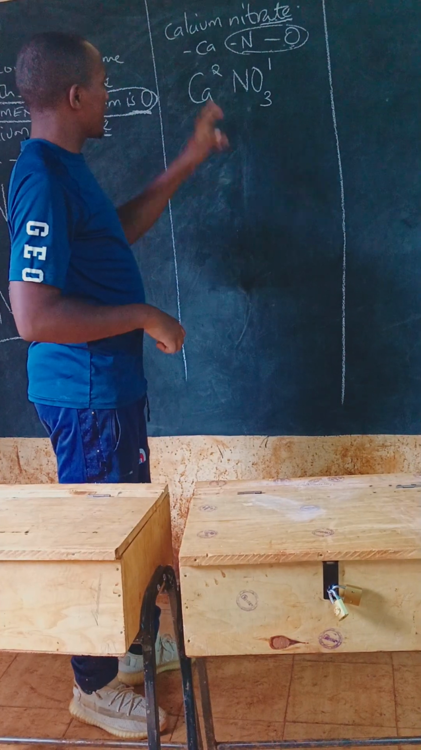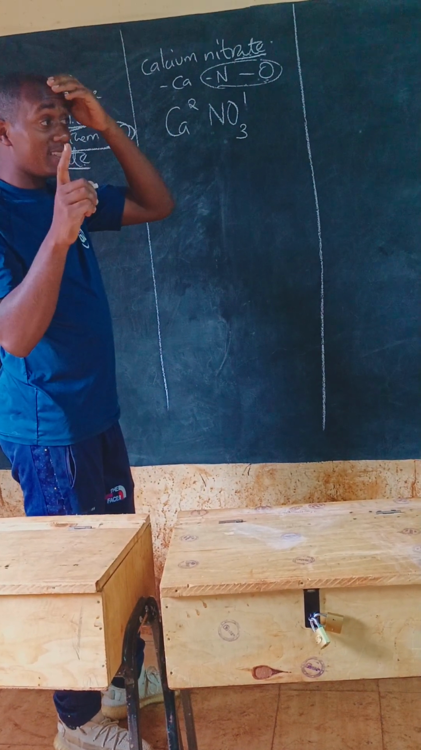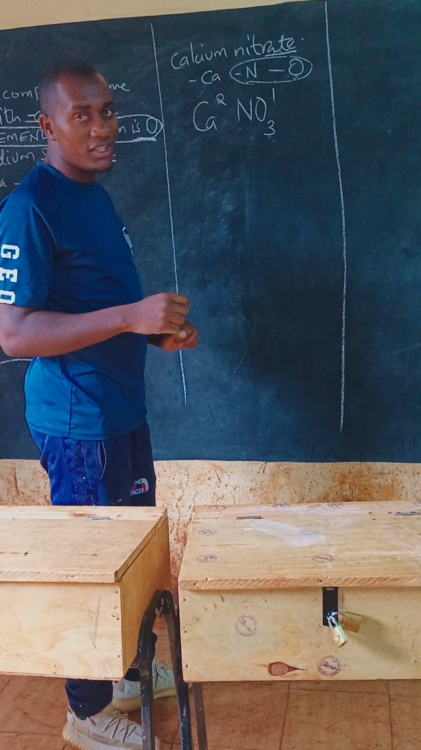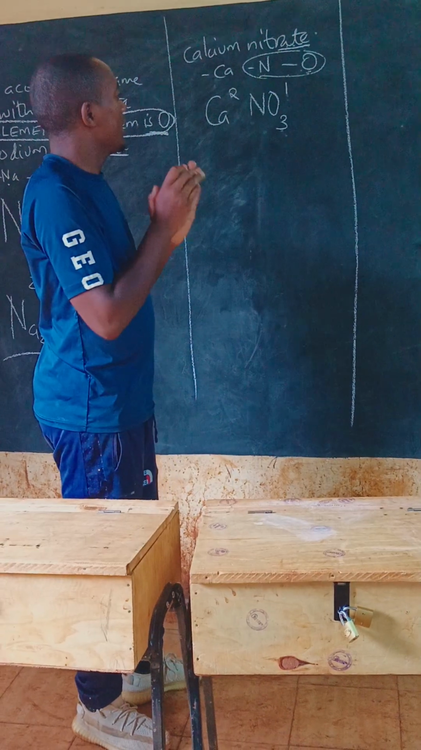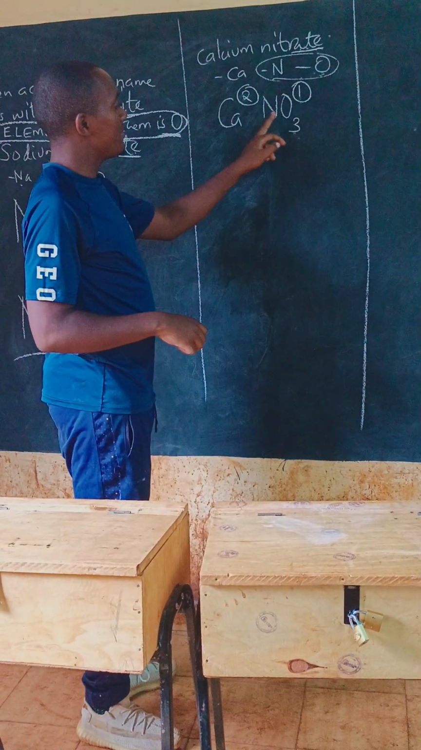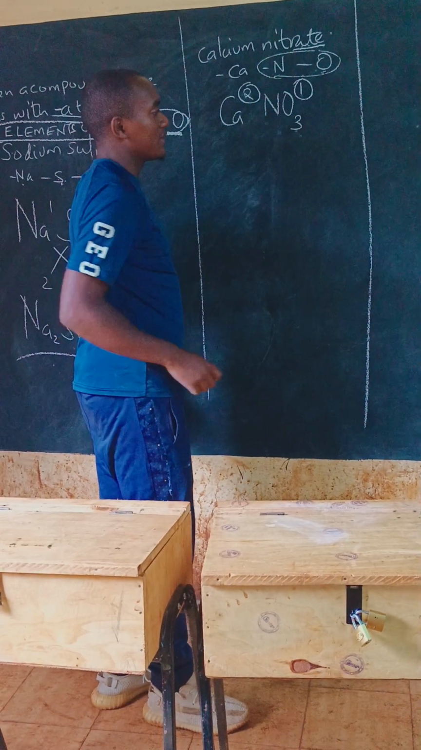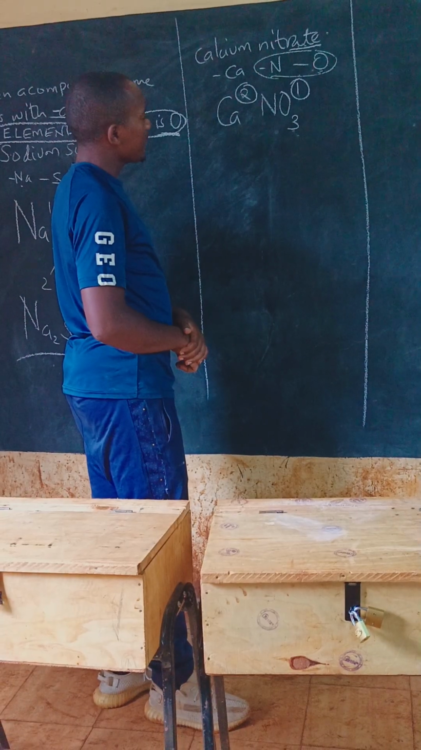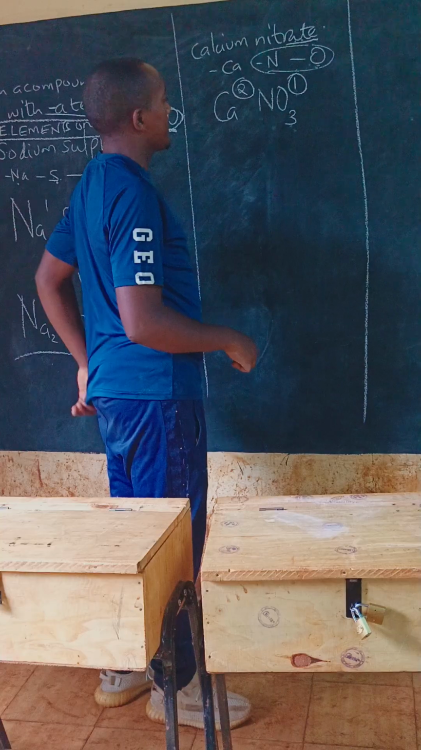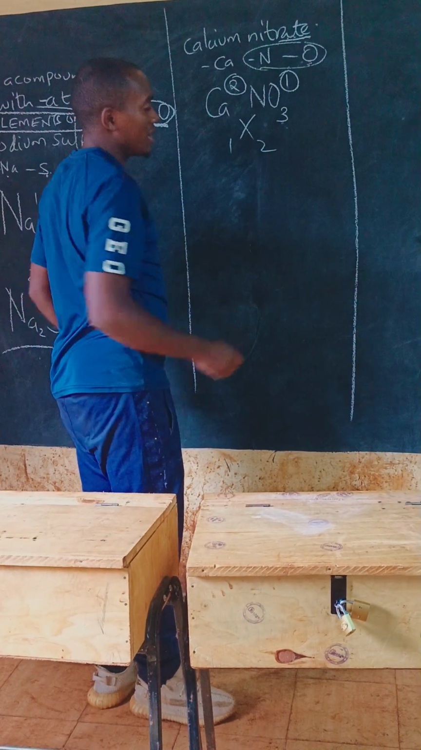Looking at it, can it be simplified? We only exchange the valencies, not the subscript of oxygen here. NO3 should remain that way. We only exchange these valencies and simplify them. So calcium nitrate: Ca is calcium valency 2, NO3 valency 1 is nitrate. Looking at it, you cannot simplify that. The 1 goes to calcium, and the 2 goes to nitrate.